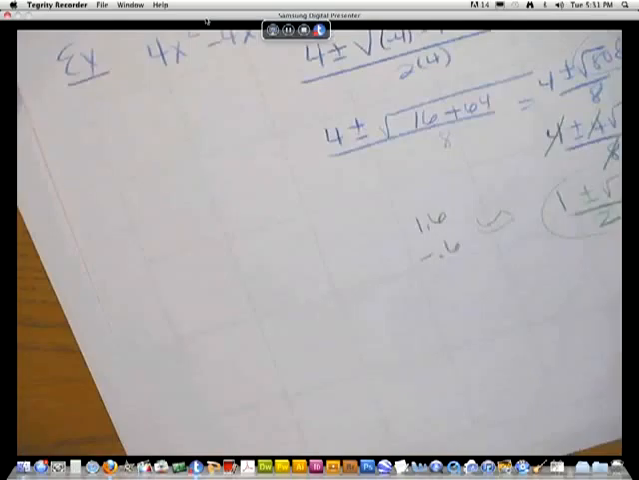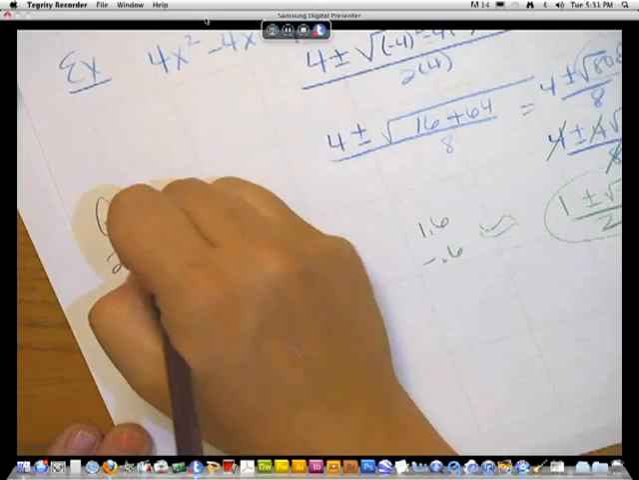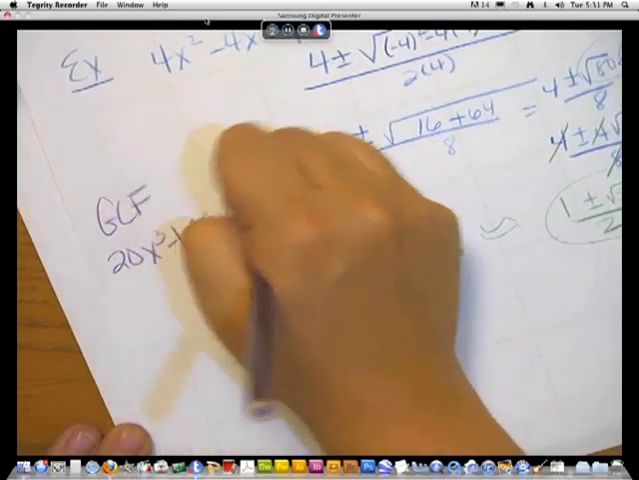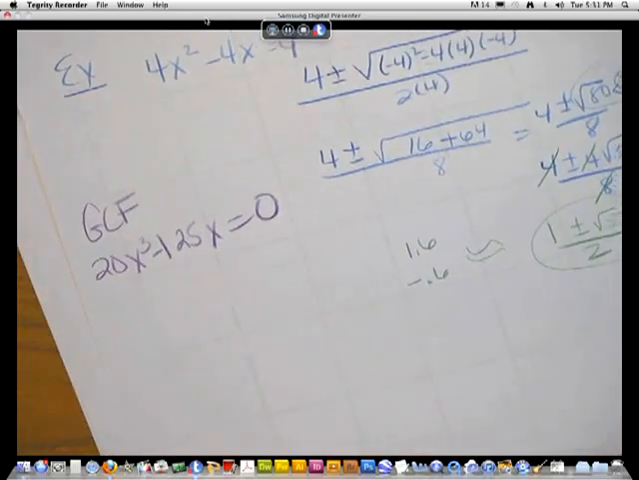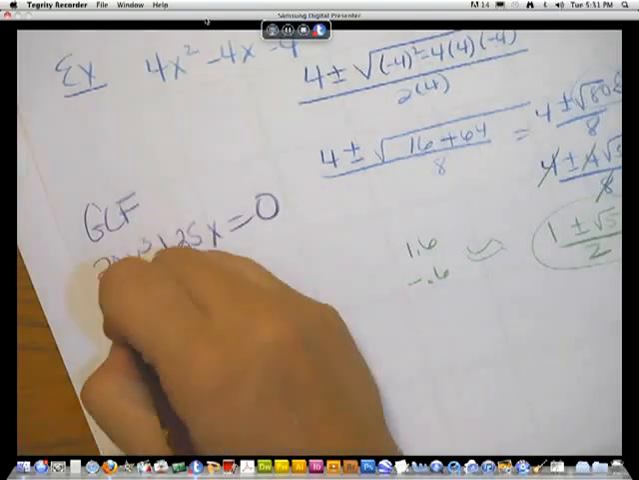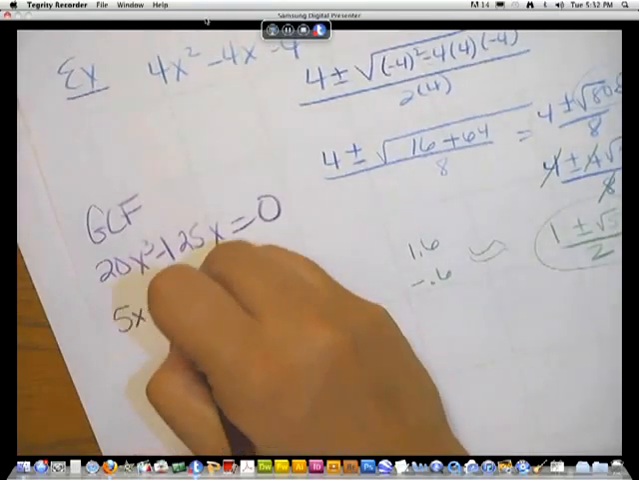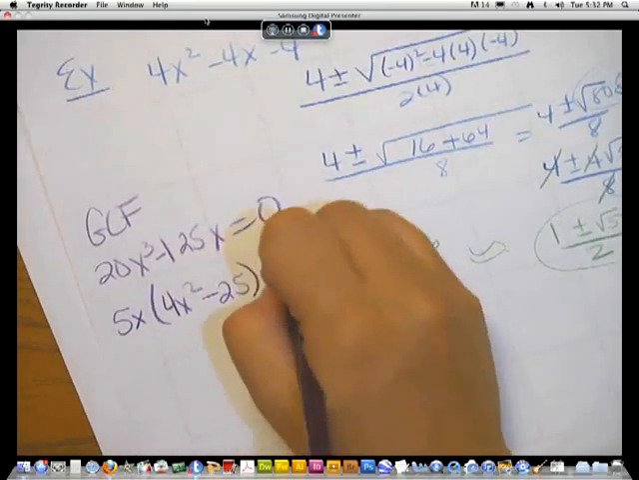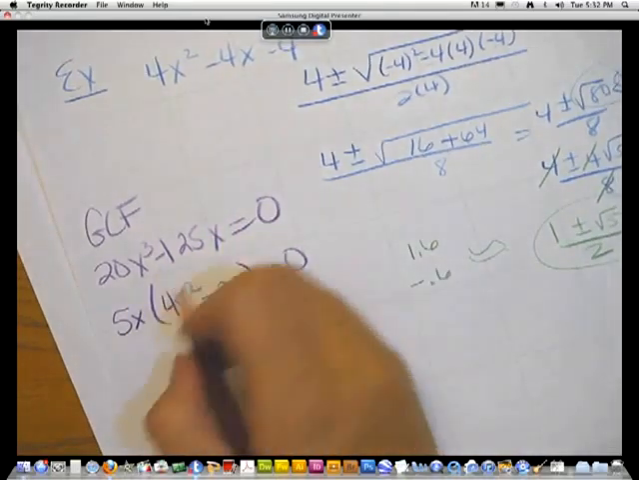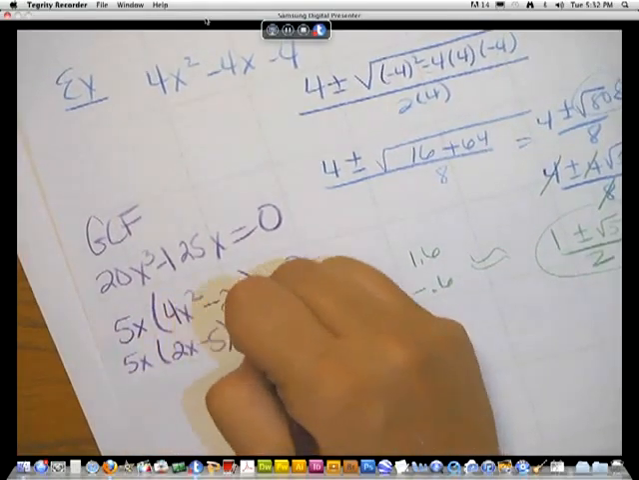Next type of solving is with a greatest common factor. Here we have 20x cubed minus 125x is 0. I can pull out a common factor of this. I can pull out the 5 and an x. When I do that, I'm going to get 4x squared minus 25. This is now a difference of 2 squares, so it can keep factoring. 2x minus 5, 2x plus 5.